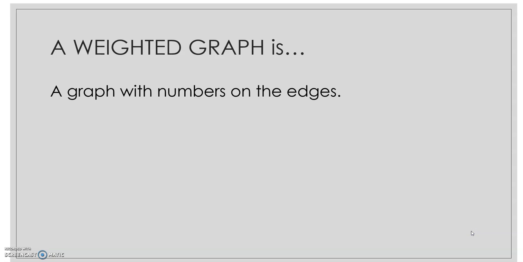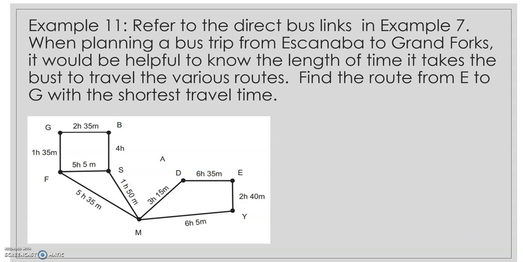A weighted graph is a graph with numbers on the edges. The numbers are the weights. Example 11, refer to the direct bus link in example 7. Now we're planning a bus trip from Escanaba to Grand Forks. We want to know the length of time it takes the bus to travel the various routes. Find the route from E to G with the shortest travel time.